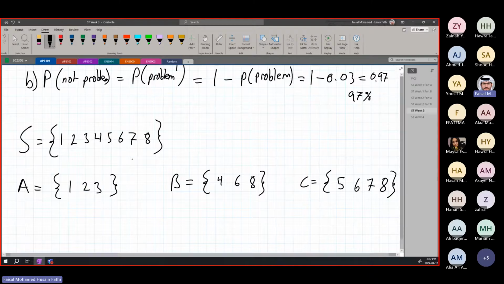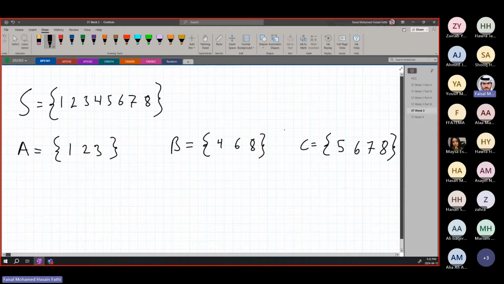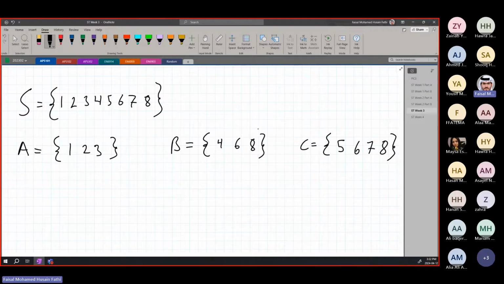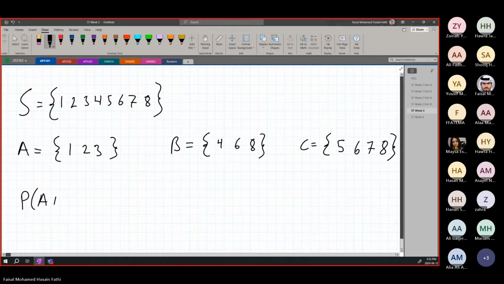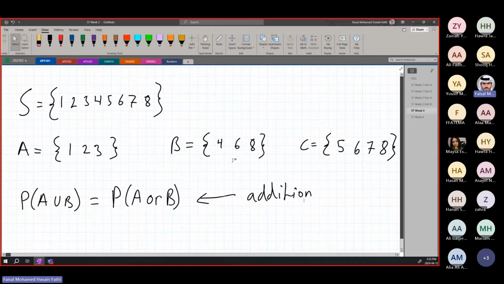Now, when we are talking about combining these two, when we are talking about the probability of A and B happening, or A or B happening, we are going to have two cases. So we are going to have case 1, which I will go over now, which is the union case. What does this mean? This basically means P of A occurring or B occurring. And this usually means addition. So let's go step by step first.